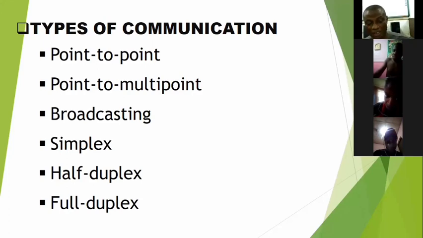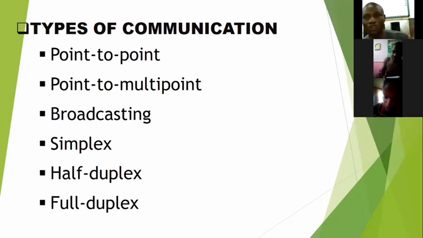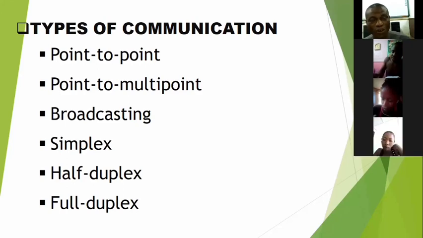Then you have the simplex communication. In simplex communication, flow or transmission is from one unit, which is the sender, to the receiving unit, which is the receiver. So the sender originates the message and sends. The receiver only receives, it does not send.